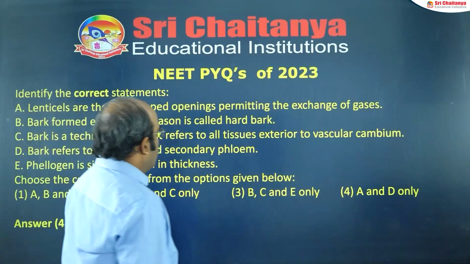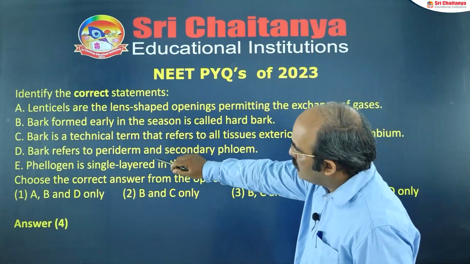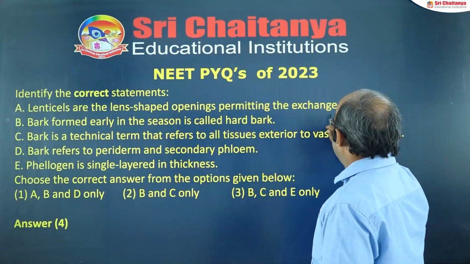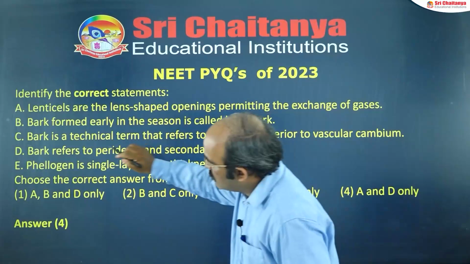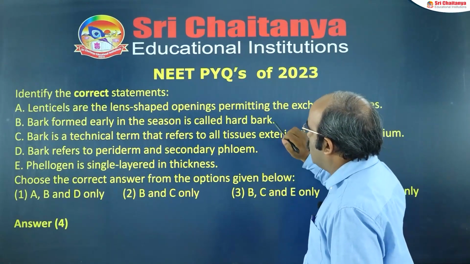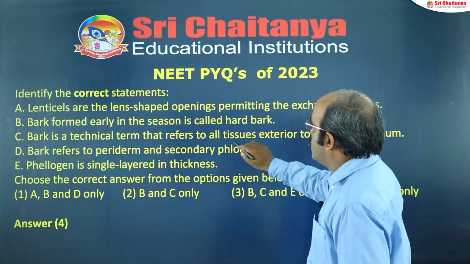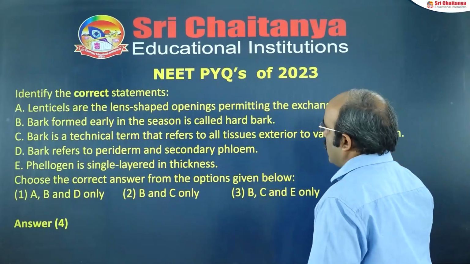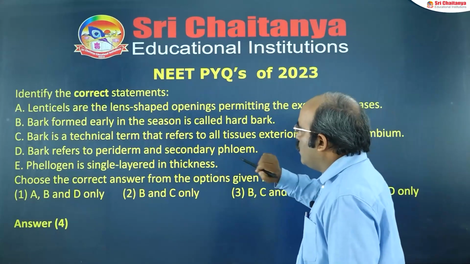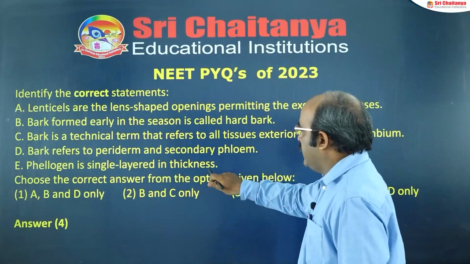Now you can see another question, that is identify the correct statements. In this, the first statement is lenticels are lens-shaped openings permitting the exchange of gases. Second, bark formed early in the season is called hard bark. The third statement, bark is the technical term that refers to all tissues exterior to vascular cambium. The next is bark refers to periderm and secondary phloem. The last, E, phellogen is single layered in thickness.